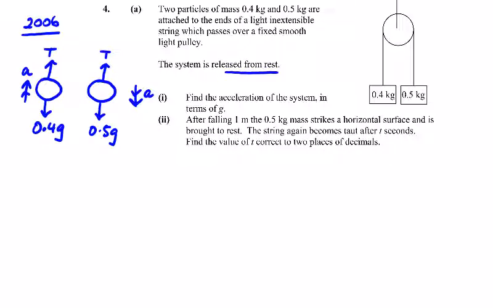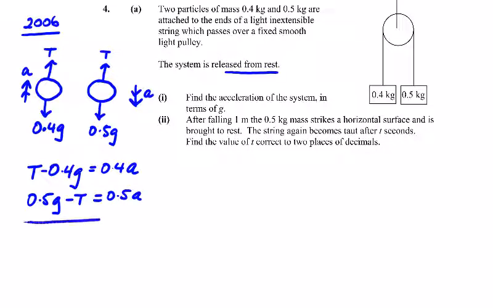So let's start with 0.4. It's going up, so T is the direction we start in. T minus 0.4 g is equal to ma, 0.4 a. And then we have 0.5 g coming down, minus T in the opposite direction is equal to ma, 0.5 a. So we have 0.1 g is equal to 0.9 a. So a is going to be 1 over 9 g, or just g over 9 ms to the minus 2.